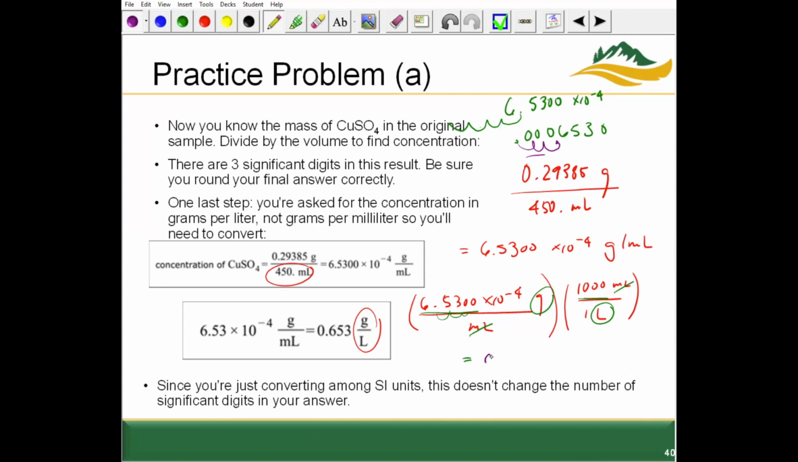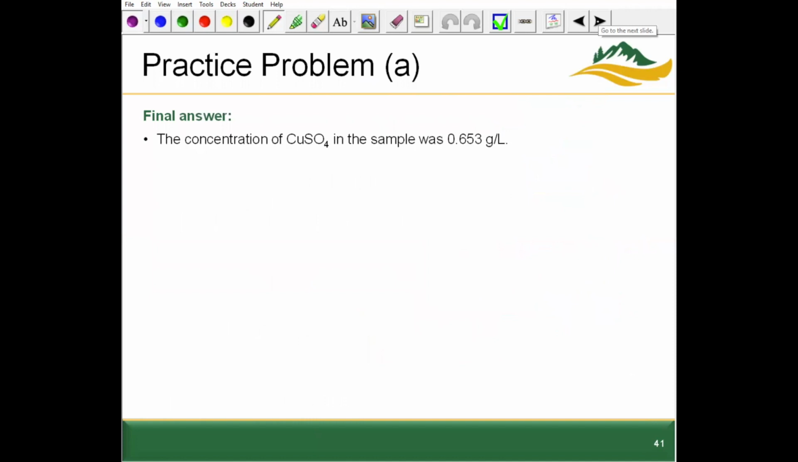This comes out to 0.6530 grams per liter. We only want 3 sig figs though, so we end up not including this 0 here. So our final concentration, or I should say our initial concentration of copper 2 sulfate, the final answer for that is 0.653 grams per liter. So here we have 0.653 grams per liter.